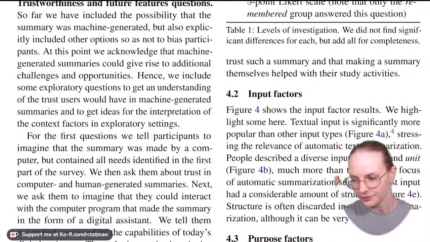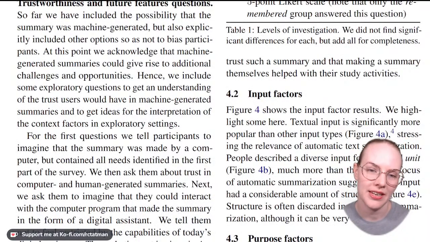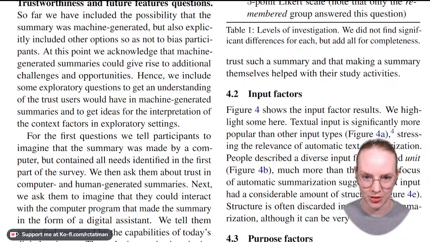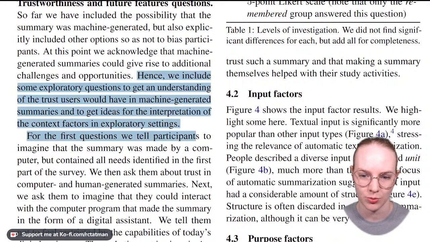Trustworthiness. So far, we have included the possibility that the summary was machine generated, but also explicitly included other options so as not to bias participants. At this point, we acknowledge that machine generated summaries could give rise to additional challenges and opportunities. Hence, we include some exploratory questions to get an understanding of the trust users would have in machine generated summaries and to get ideas for the interpretation of the context factors in an exploratory setting.